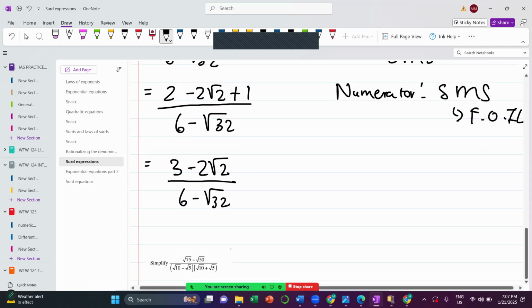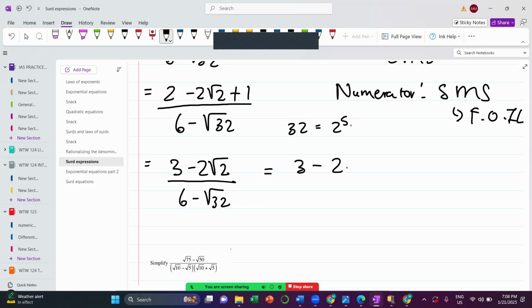So check, this 3 is okay, minus 2, and inside the root sign I have a 2, which is okay. But here I have a 32. So let me try to find the factors of 32, right? 32 is just equal to 2 to the exponent of 5. So all of this is just going to be 3 minus 2 root of 2. Remember here it's a multiplication sign. All over 6 minus root of 2 to the exponent of 5. We're okay, right?